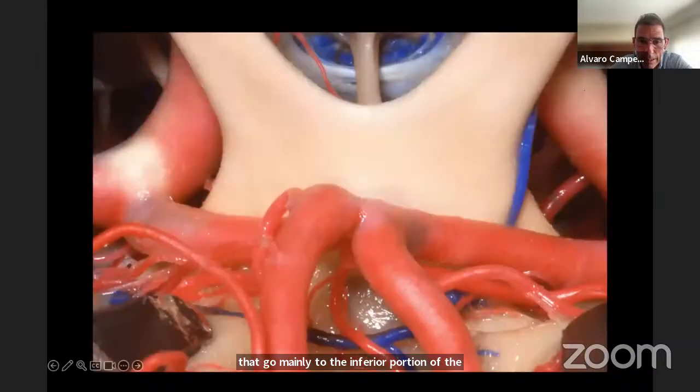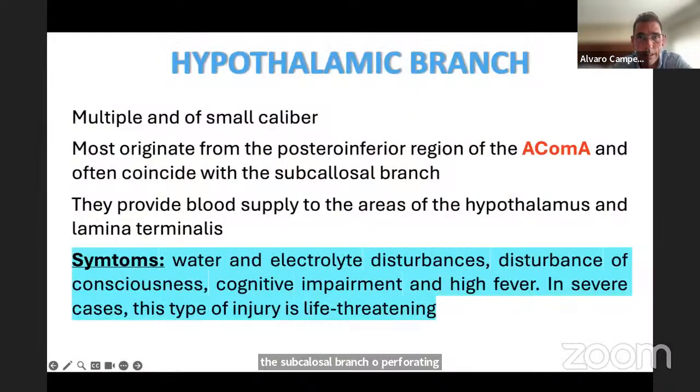We can see here with magnification the subcallosal artery. Also, we can see the recurrent artery of Heubner here and the orbitofrontal branch on the right side, and on the left side, the recurrent artery here and the orbitofrontal branch on the left side. So this is the subcallosal branch, or perforating branch, of the ACom artery.